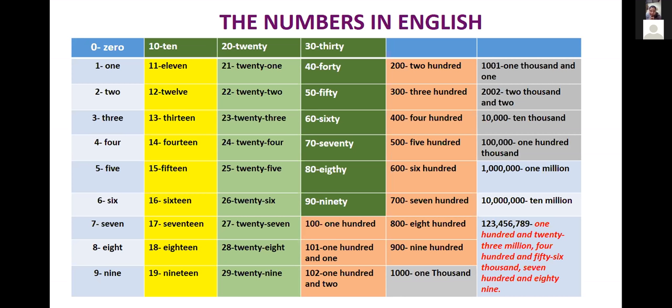Let's all mute ourselves so you can hear me for a moment. Okay, I was saying that 20 can be said in two ways. Both are correct, okay? And then you start combining: 21, 22, 23, 24, 25, 26, 27, 28, 29.